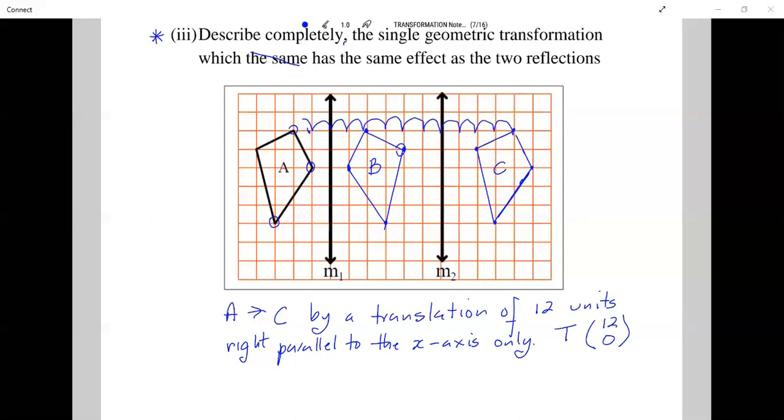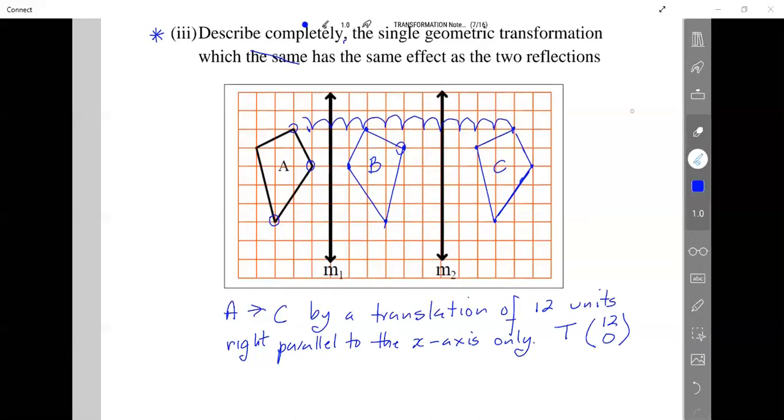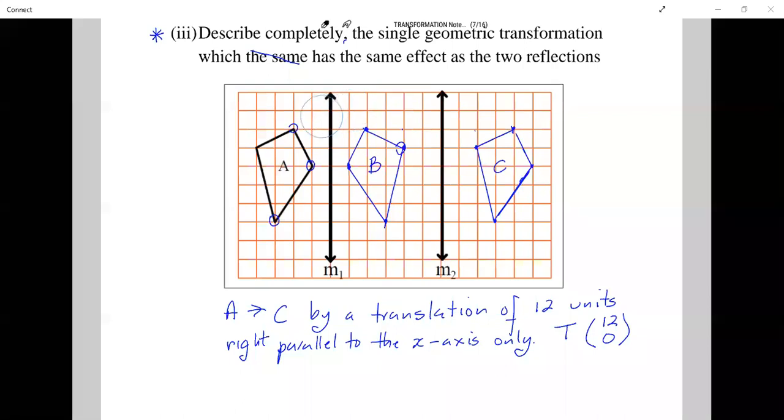You did not move up or down. All you moved was what? 12 units to the right. So that is the single transformation which may have been used to replace the two reflections. All right, and now the question is complete.